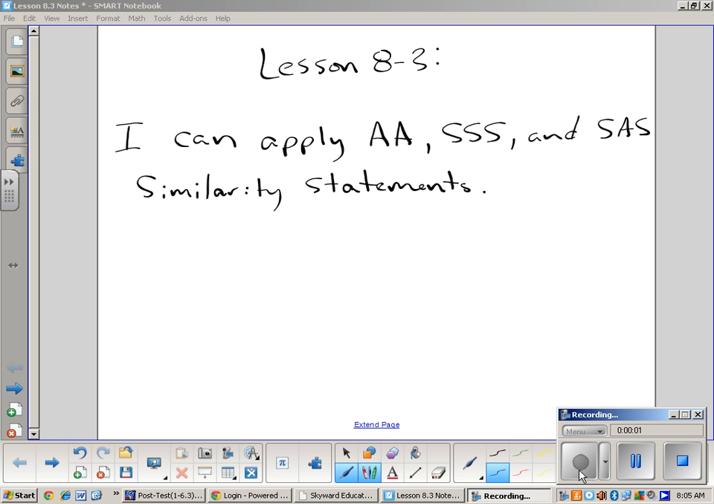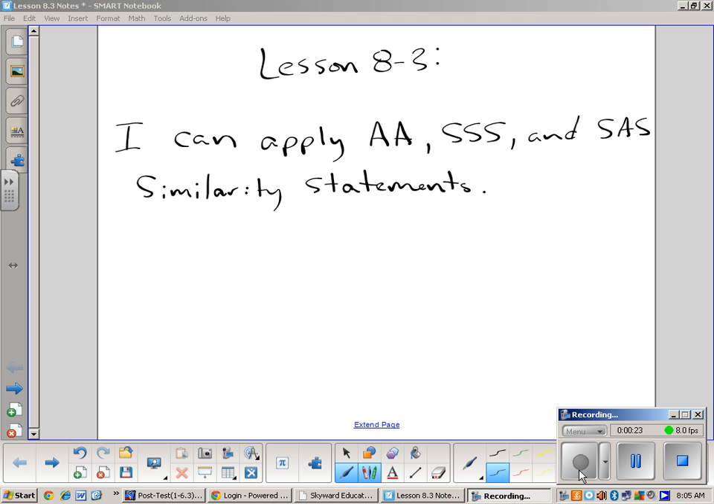Asked if it shouldn't be AAA. Remember, if you know two angles of a triangle are congruent to two angles of another triangle, then what must be true about the third angles? Say that louder, please. It has to be congruent as well.